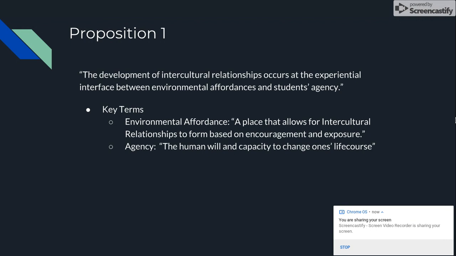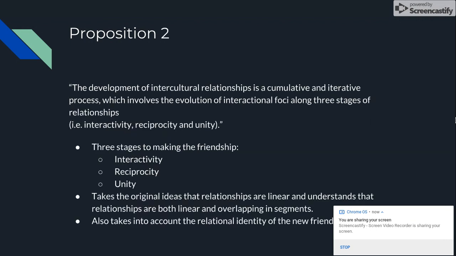That leads into proposition 2, which states the development of intercultural relationships is a cumulative and iterative process which involves the evolution of interactional foci along three stages of relationships. So the three stages to making the friendship are interactivity, reciprocity, sorry, I cannot say that word, and unity.